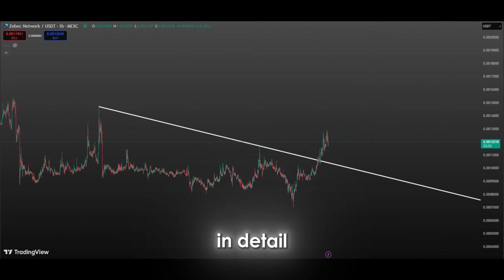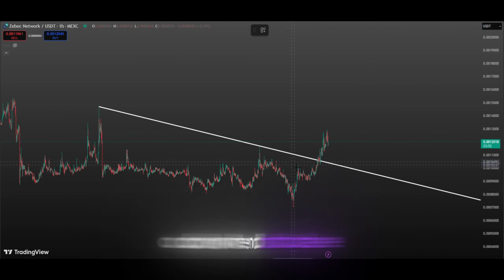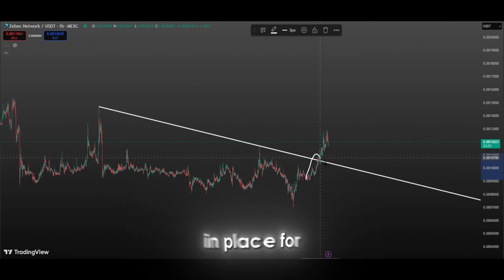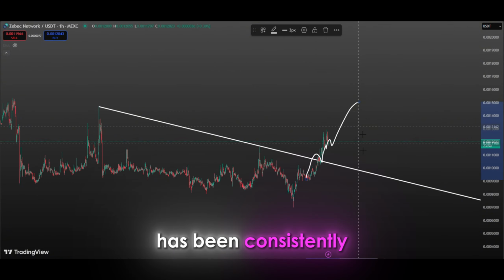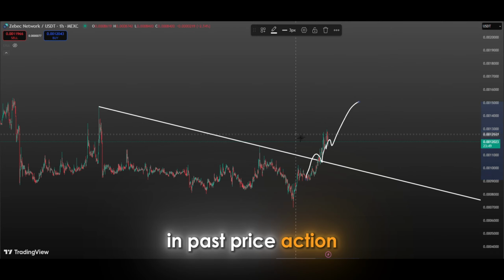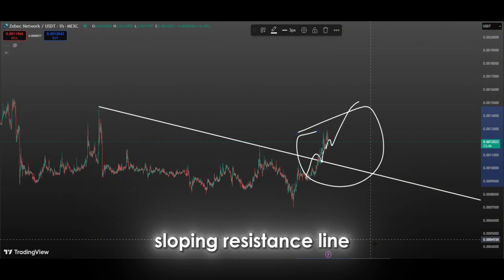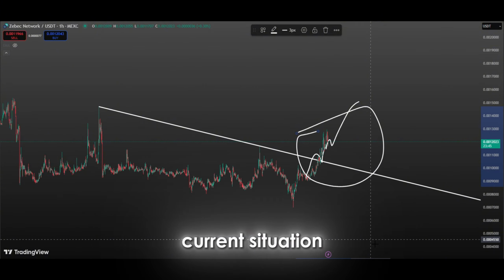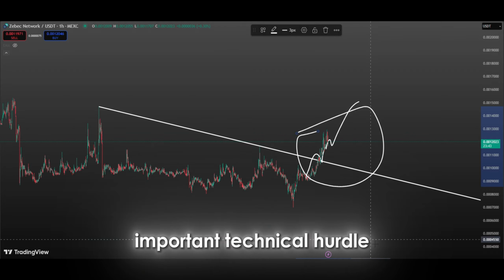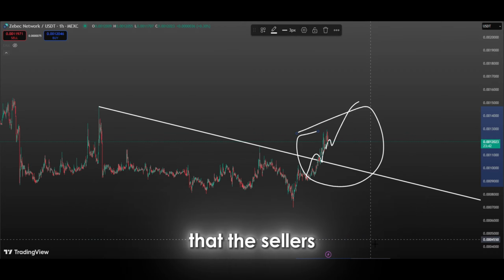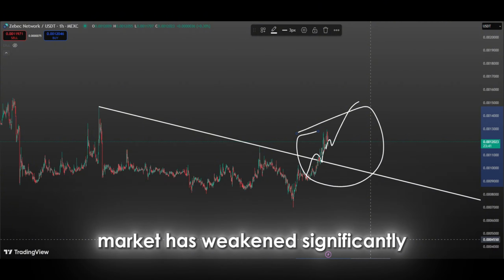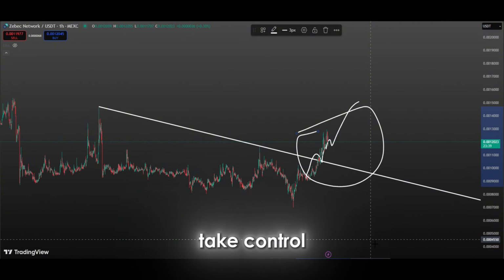Analyzing the chart in detail, it is clear that the price has finally broken a downtrend structure that has been in place for a long time. This downtrend has been consistently dominated by sellers in past price action, with each bullish attempt being rejected at a certain sloping resistance line. However, in the current situation, the price has broken above this critical trend line, overcoming a very important technical hurdle. This tells us that the seller's pressure in the market has weakened significantly, and the buyers are starting to take control.